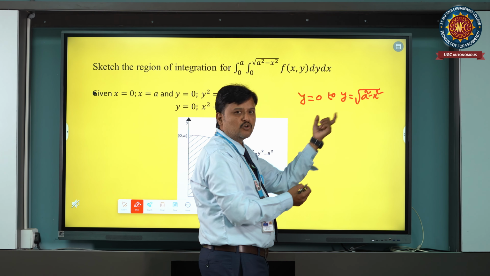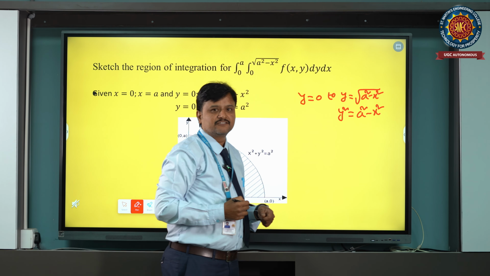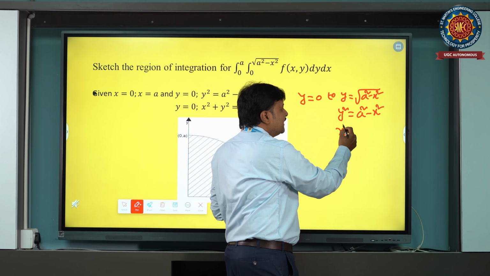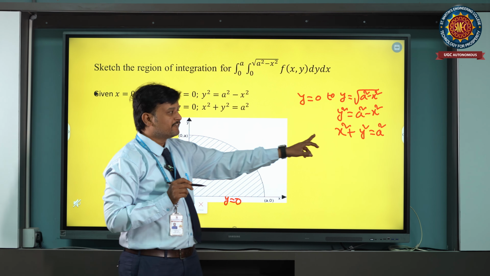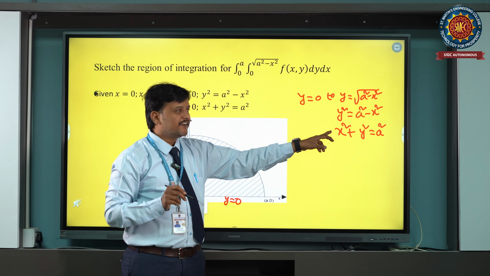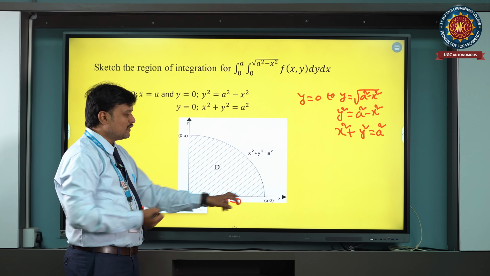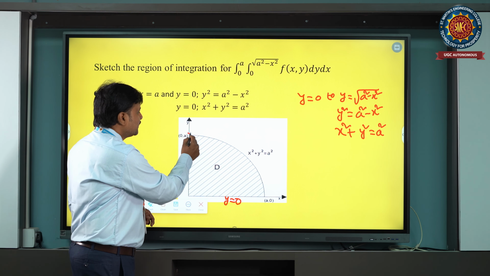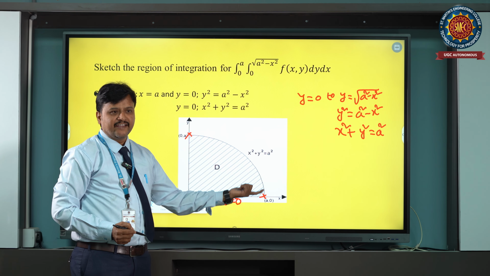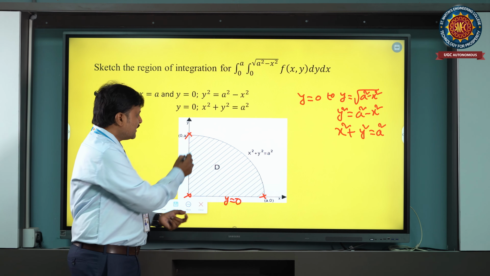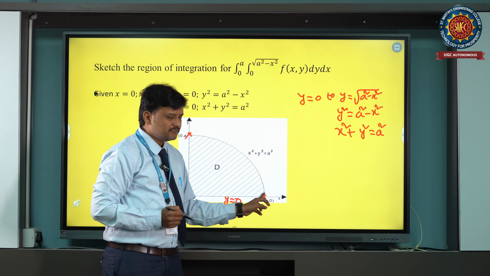By squaring on both sides, we get y square is equal to a square minus x square. So it represents a circle equation. x square plus y square is equal to a square means it is a circle with center at 0, 0 and radius a units. Then these points become the points of intersection: 0, 0 is the center, the radius is a, this point becomes a, 0 and this point becomes 0, a. Why? Because on the y-axis the x coordinate is 0, on the x-axis the y coordinate is 0.